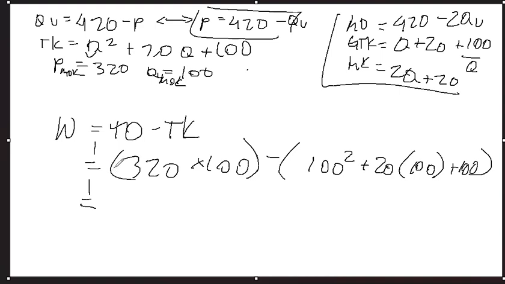What was the winst? I'm too lazy to berekenen, guys. My bad. It's 19,900 apparently. That's how you do the winst.